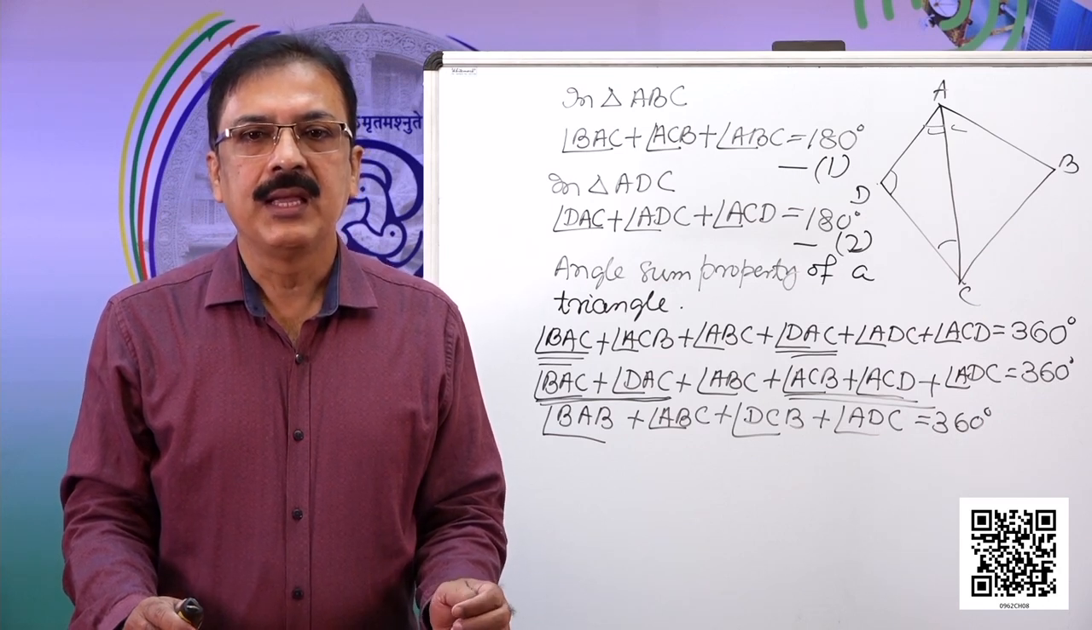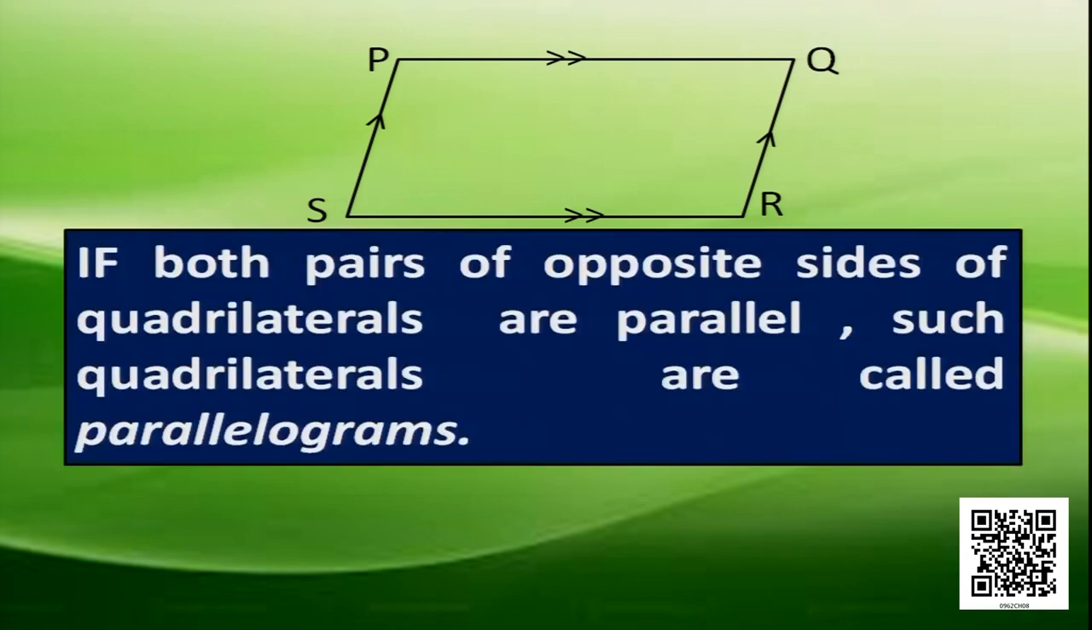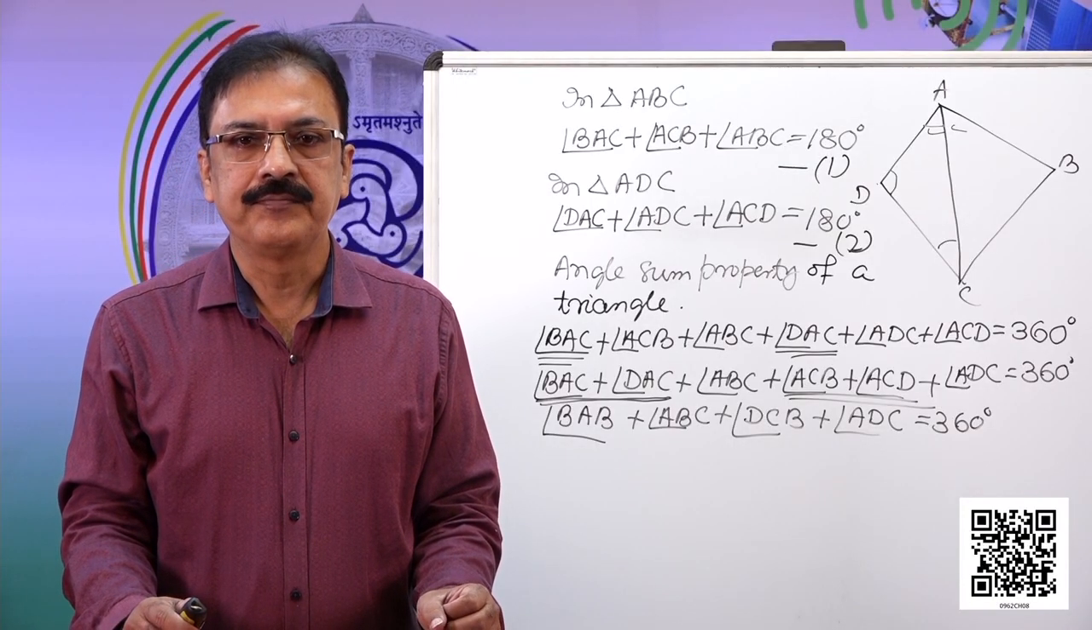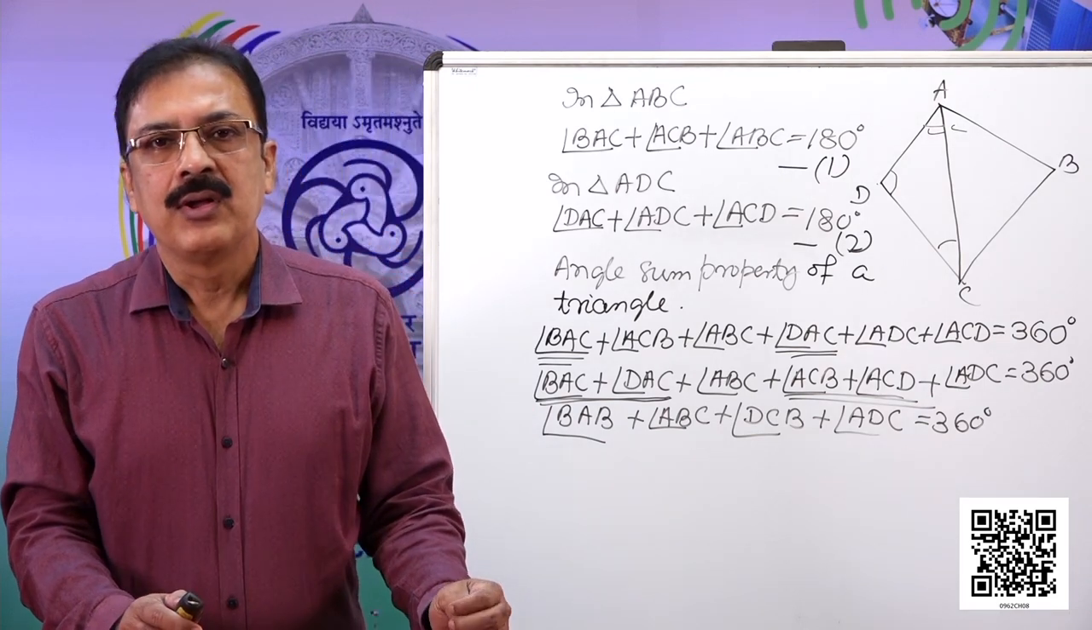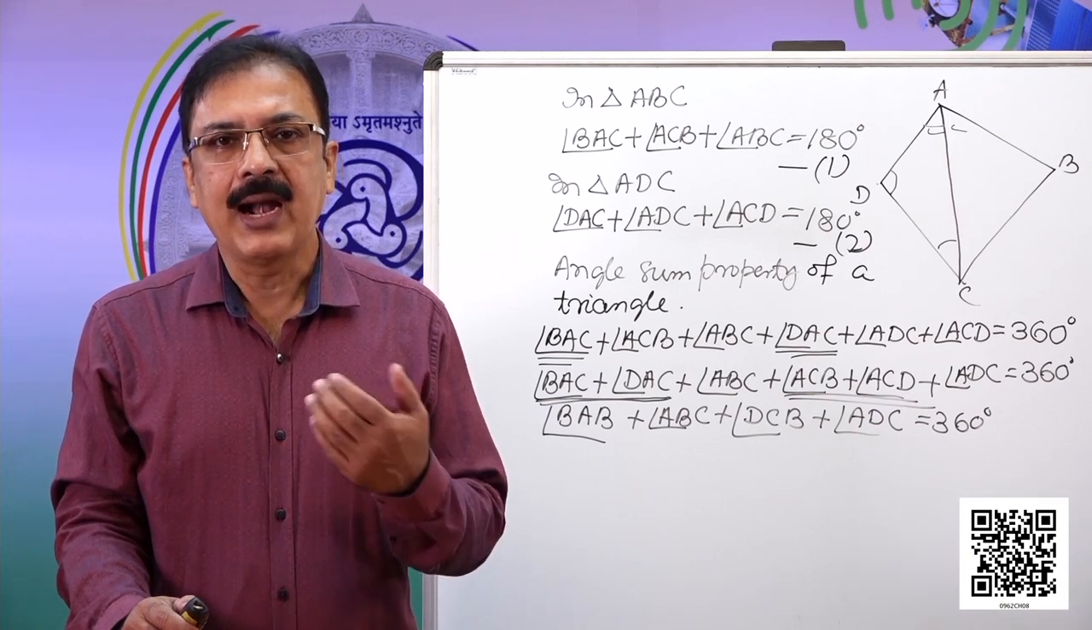Now, you see in this figure, we have PQ and SR to be parallel and PS and QR to be parallel. So, if both pairs of opposite sides of a quadrilateral are parallel, such quadrilaterals are called parallelograms. So, in this figure, as PQ and SR are parallel and PS and QR are parallel, this is a parallelogram.